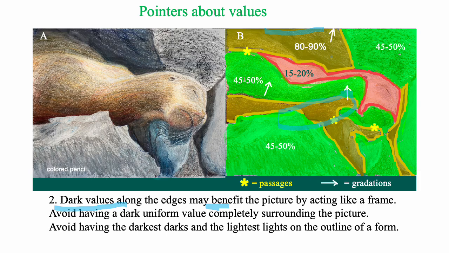And in the same vein, avoid having the darkest darks and lightest lights on the outline of the form, because the less a form is outlined, the more it appears three-dimensional and integrated with the adjacent areas. And although my darkest darks are found to some extent along the edges of this animal, it's broken up. I wanted the sea lion, who seems so peaceful, to contrast with these sharp rocks.